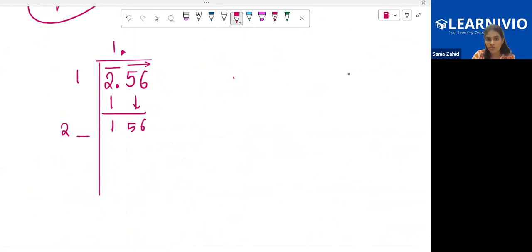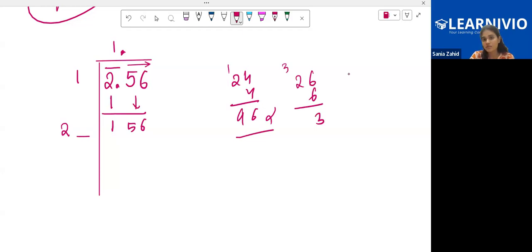Let's try to put 4. No, not 4. Then let's try to put 6. I can put 6. So my answer is 1.6.